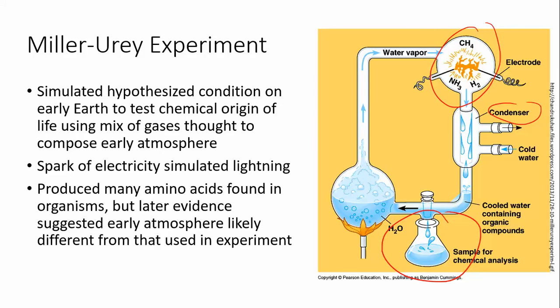However, there were some problems. The predicted early atmosphere composition was probably off. However, further experiments, once scientists kind of updated their idea of what molecules were in the early atmosphere, other scientists would perform the Miller Urey experiment with those same chemicals and would find that yes, you could still create amino acids.